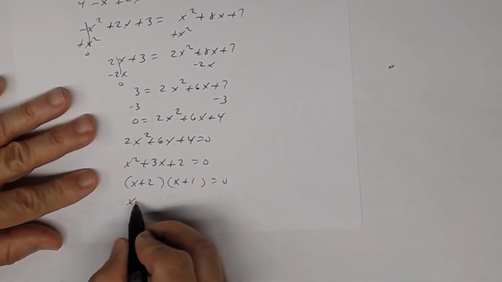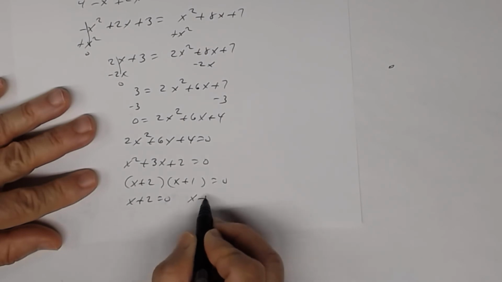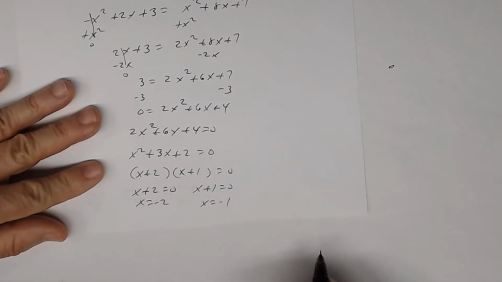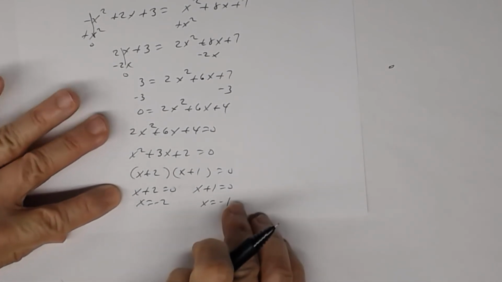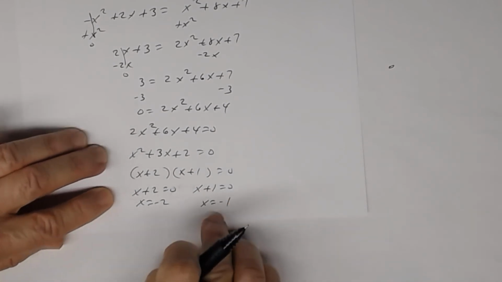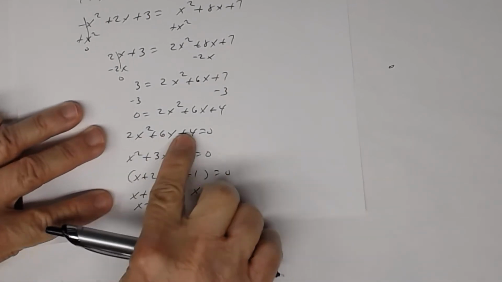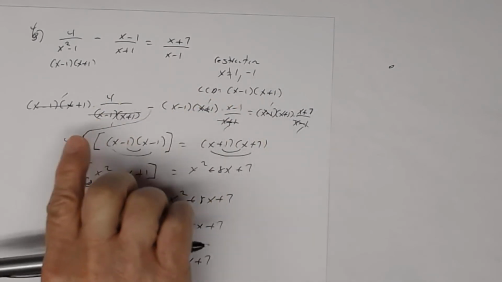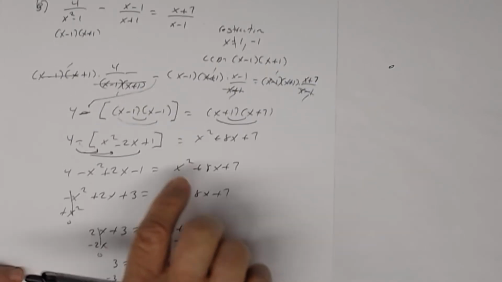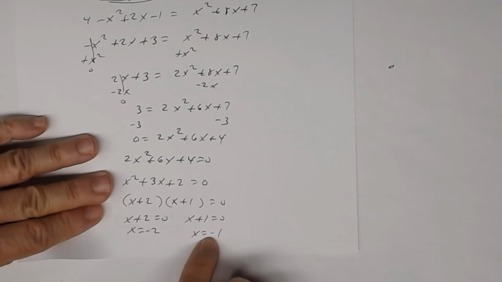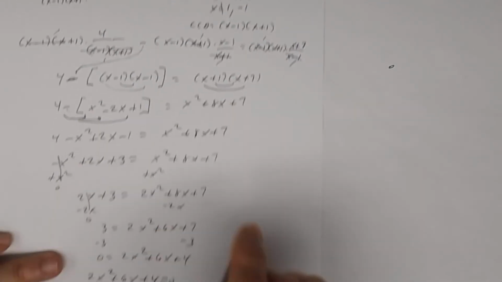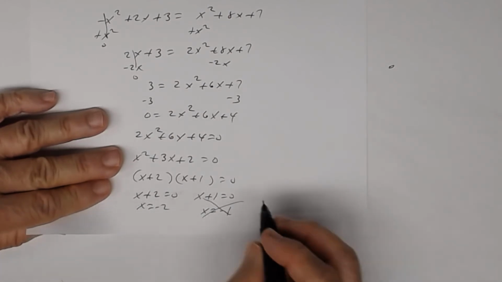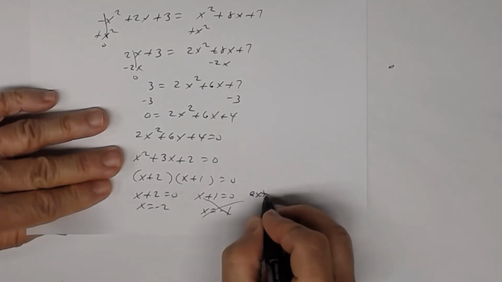Setting each factor equal to 0, I get x equal negative 2 and x equal negative 1. So those are my proposed solutions. But I'm going to ask you, are any of these extraneous? Because those are solutions to the quadratic, but are they solutions to the rational equation? And the answer is you got to look at this. So notice that negative 1 is a restriction. So I cannot use negative 1. That's a restriction. That's an extraneous solution.